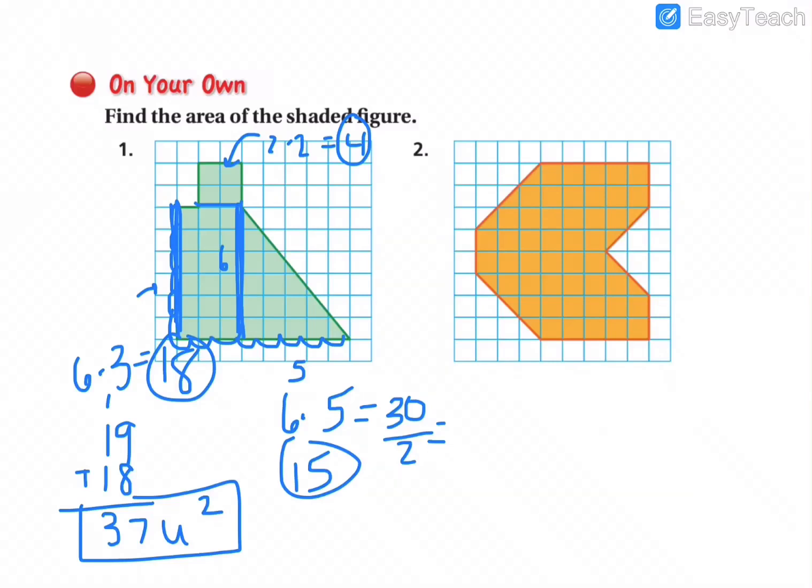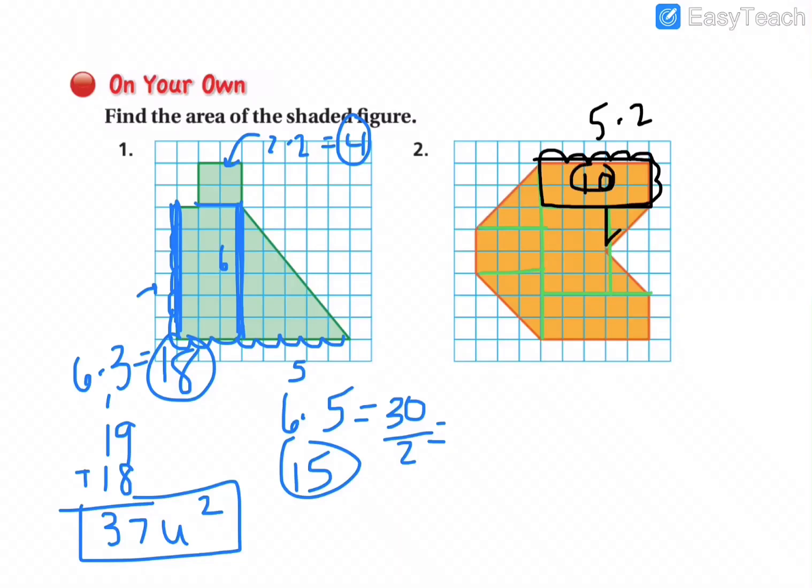The second one, I see, there's a lot going on here. Lots of different shapes. And again, I know you can do this differently, but this is just the way that I'm going for. So this rectangle right here is 1, 2, 3, 4, 5 by 2, and that's going to give me 10.